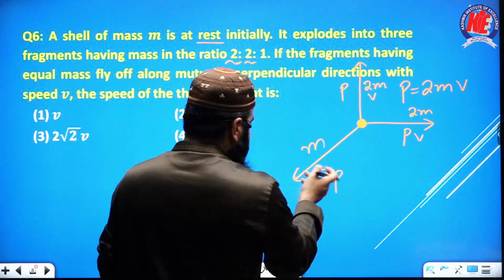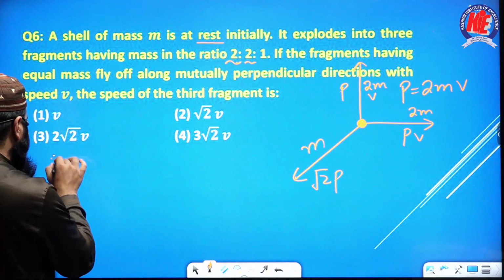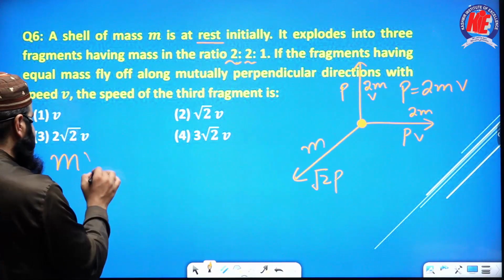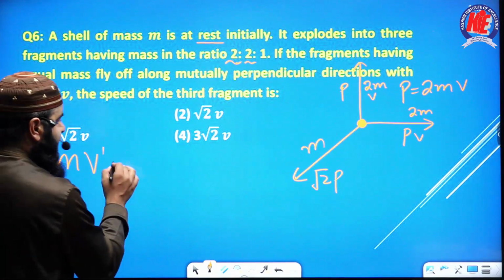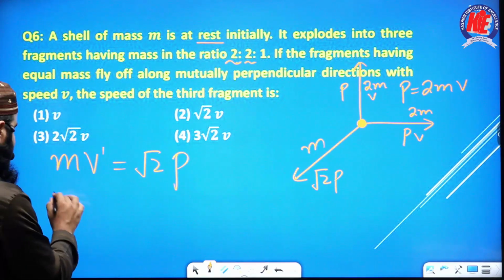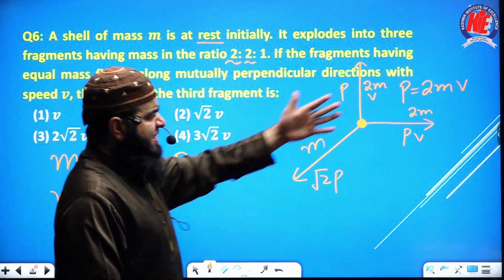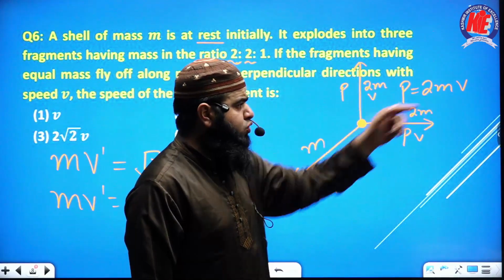Now look here, beta, I can write its momentum. The momentum of the third fragment can be written as: its mass is m, its velocity is v dash, which is actually the requirement, equal to root 2 times p. So I can write it as m times v dash is equal to root 2 times p. P is the momentum of these two fragments, that's 2 times mv.